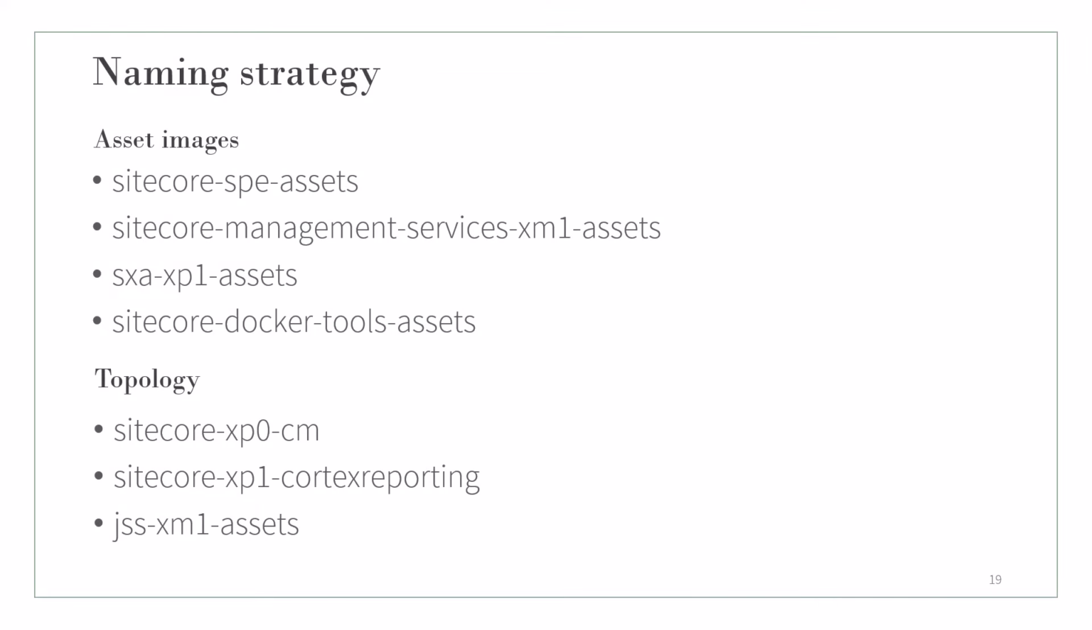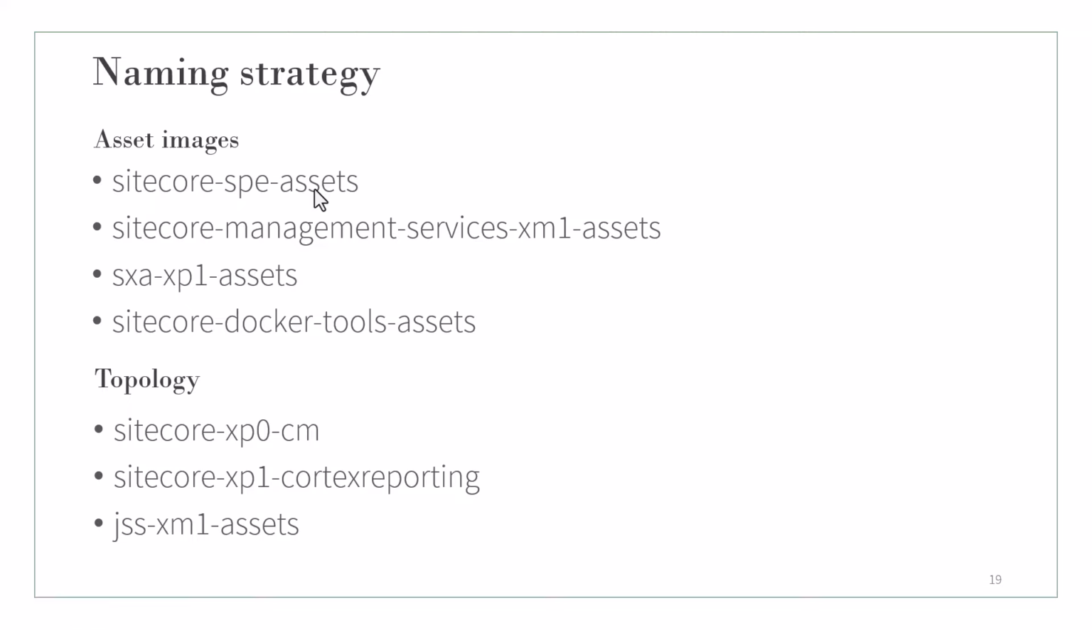Sitecore uses different naming rules for its images. Some images, like modules, are only for building your custom Sitecore image, not for running. These are asset images, and these are named with an assets suffix. Examples include Sitecore SPE assets, Sitecore Management Services XM1 assets, SXA XP1 assets. You can see the suffix at the end of the name of the image.